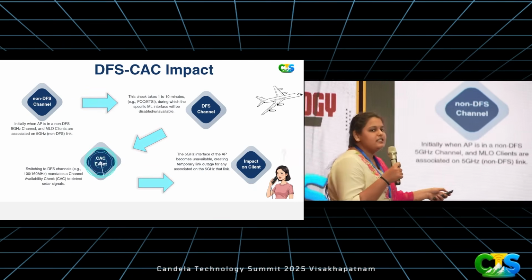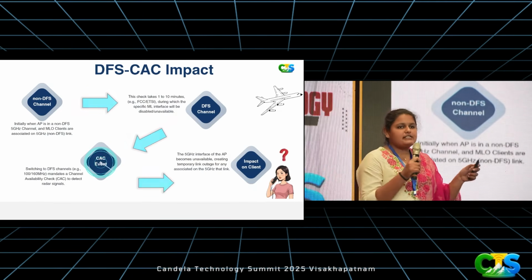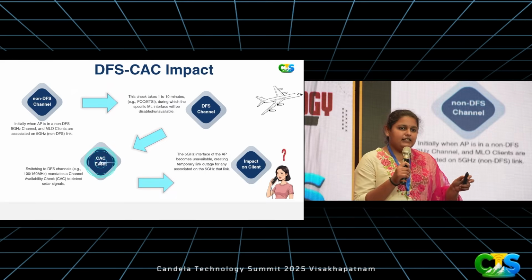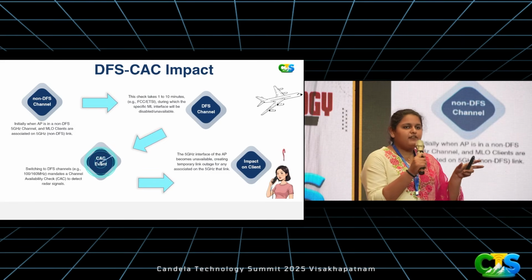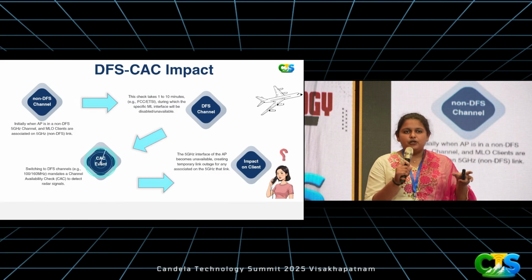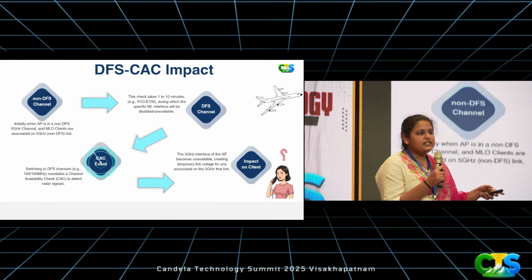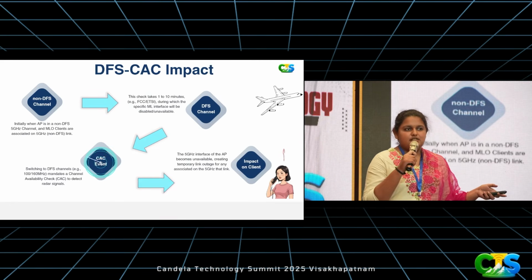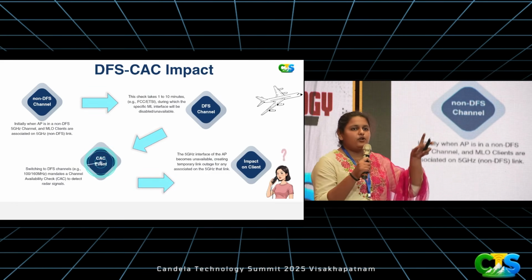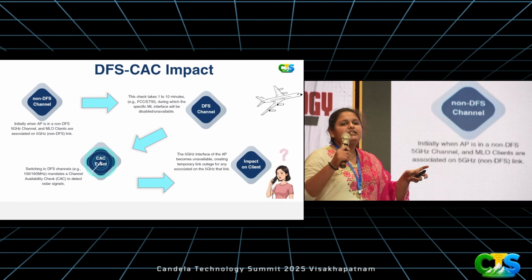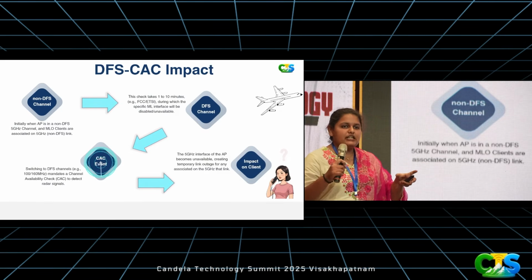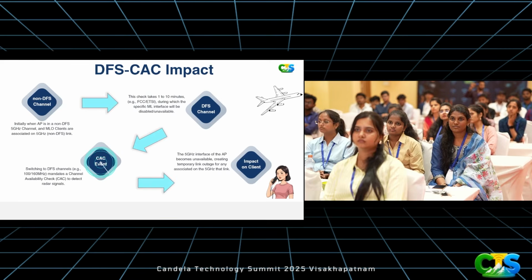First up, we have conducted DFS CAC testing. What we did here is, we have a Wi-Fi 7 AP with the MLO feature enabled. Then we configured the AP to a non-DFS channel, let's say 36, 80 megahertz. And now we are connecting one non-MLD station and one MLD station to the 5 gigahertz link of the AP.